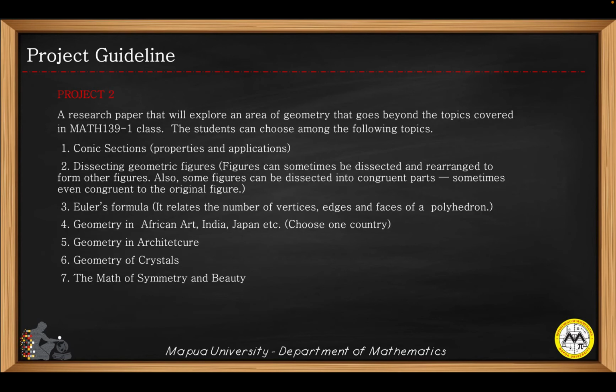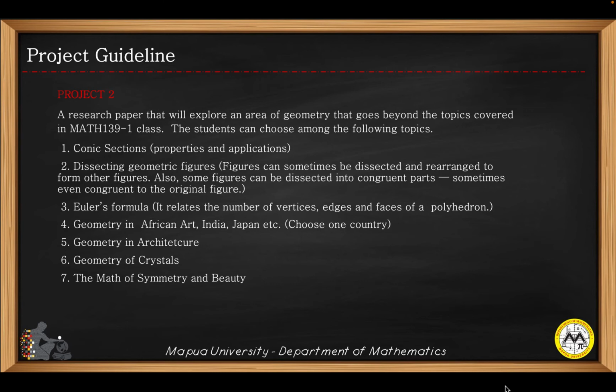And then for the Module 2 project, a research paper, they can submit a research paper that will explore an area of geometry that goes beyond the topics covered in Math 139-1 class. The students can choose among the following topics: conic sections, properties and applications, and dissecting geometry figures. Figures can sometimes be dissected and rearranged to form other figures. Also, some figures can be dissected into congruent parts, sometimes even congruent to the original figure.